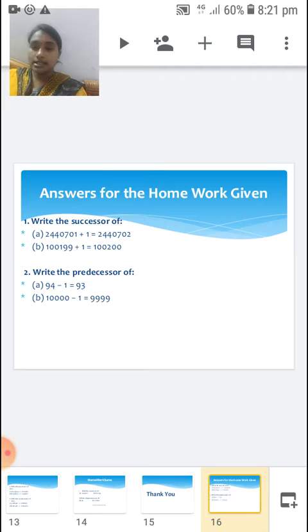Next, the second sum we have 10,000. What is the predecessor of 10,000? To find it, you should subtract 1 from 10,000. You will get 9,999 as the answer. Okay children? So I hope you have done your homework sums, and let us move on to today's session.